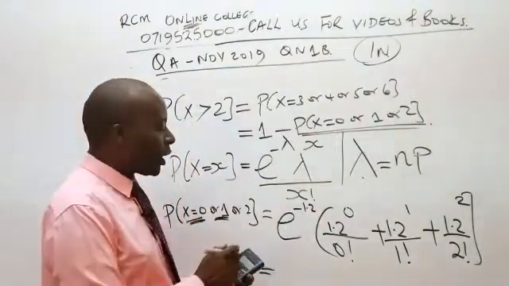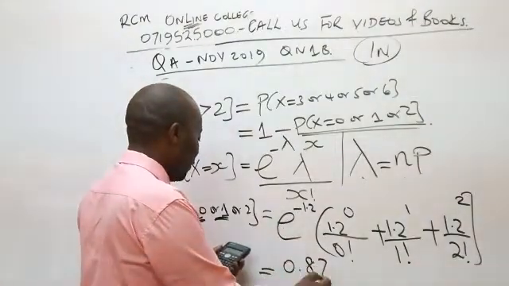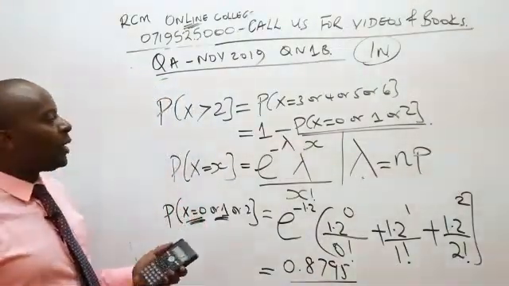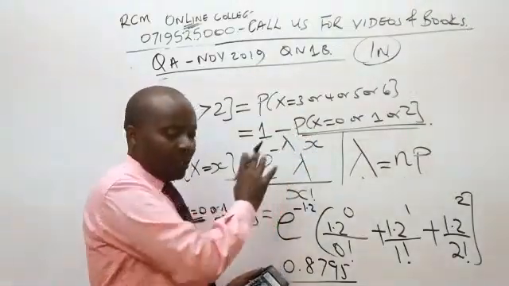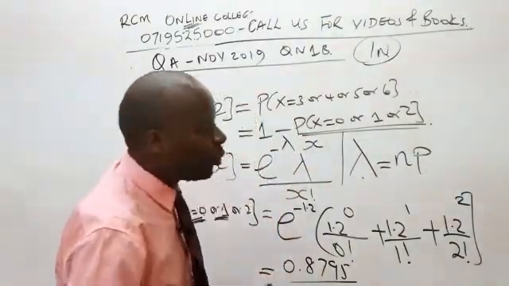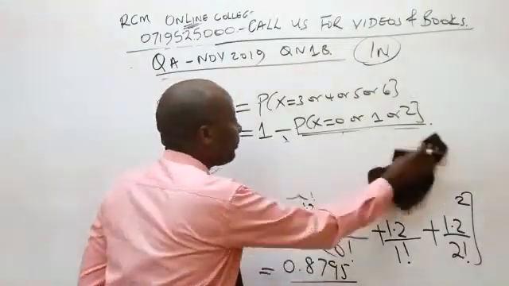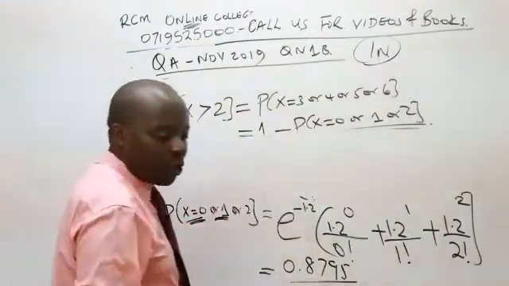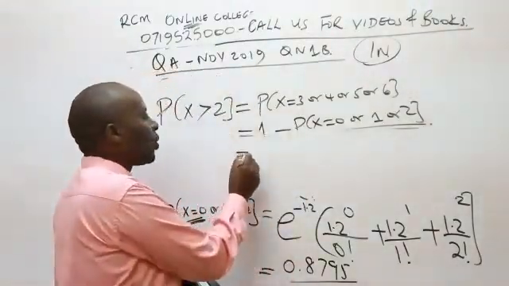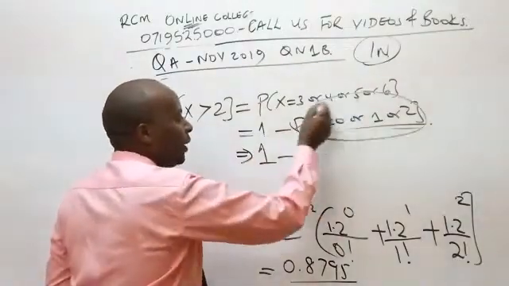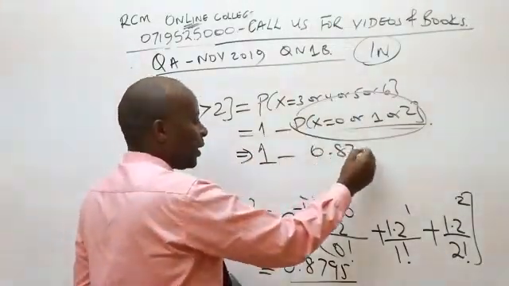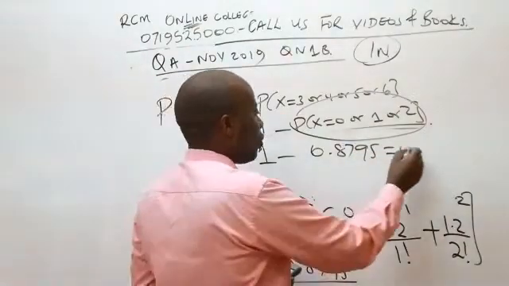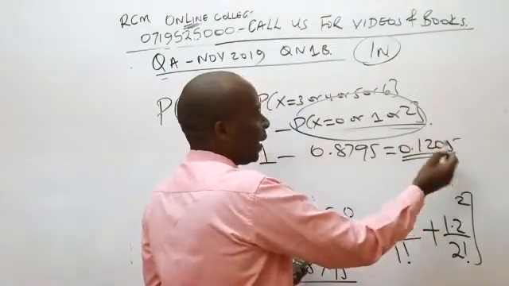When you say equals, what are you able to get here? I'm getting 0.8795. But please, once you get this figure, remember what these people want us to give them. Probability of more than 2. Then this will be 1 minus this consolidated figure, which is 0.8795. So 1 minus answer, which will be 0.1205. That is the answer.